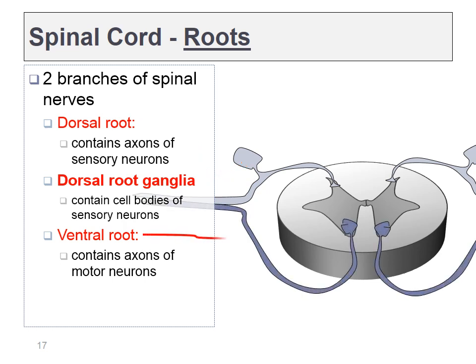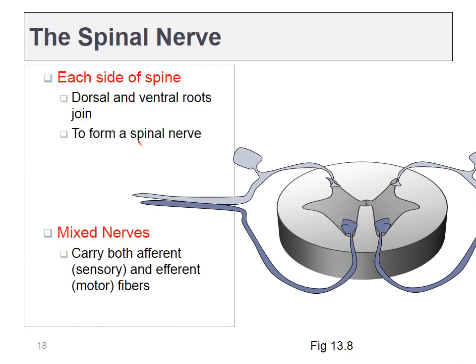The ventral roots contain the axons of just motor neurons. The cell bodies of these motor neurons are in the ventral horn. The two roots come together to form a spinal nerve. This nerve contains both sensory and motor information. In fact, the only place we're going to see just sensory or just motor out in the peripheral nervous system are in these roots. Otherwise, everything else that I'm going to talk about has both sensory and motor neurons in it.